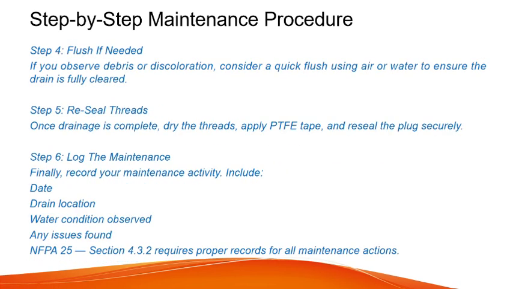Step 4. Flush if needed. If you observe debris or discoloration, consider a quick flush using air or water to ensure the drain is fully cleared. Step 5. Reseal threads. Once the drain is complete, dry the threads, apply tape and reseal the plug securely. Step 6. Log the maintenance. Finally, record your maintenance activity. Include date, drain location, water condition observed, and any issues found. NFPA reference: Section 4.3.2, Edition 2023, requires proper records for all maintenance actions.